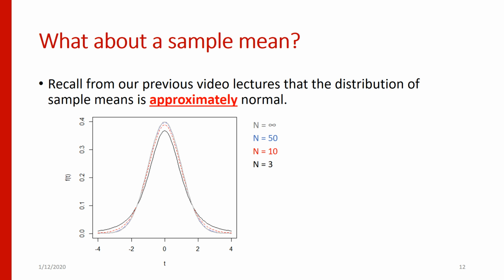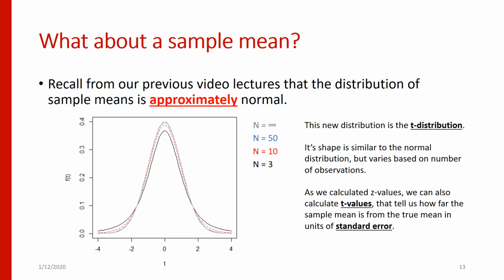So this is how the sampling distribution of means changes as a function of sample size. And this is a new distribution for us, and this is something known as the t-distribution. Its shape is very similar to the normal distribution, but the difference is that the t-distribution varies as a function of the sample size. When n is infinite, the t-distribution is normally distributed. As n gets smaller and smaller, the t-distribution gets fatter and fatter tails. So it accounts for the fact that we're going to get more and more extreme observations when our sample sizes get smaller and smaller. So that's the relationship between the t-distribution and the normal distribution.